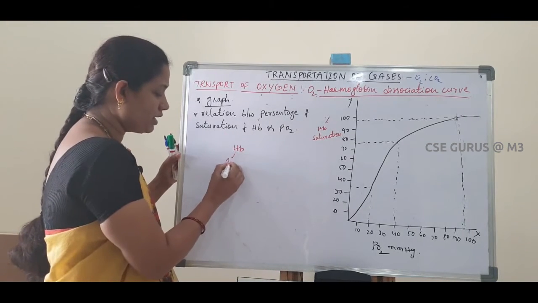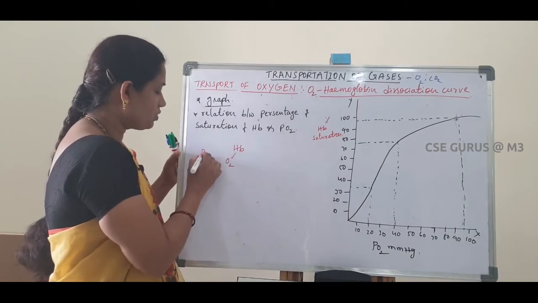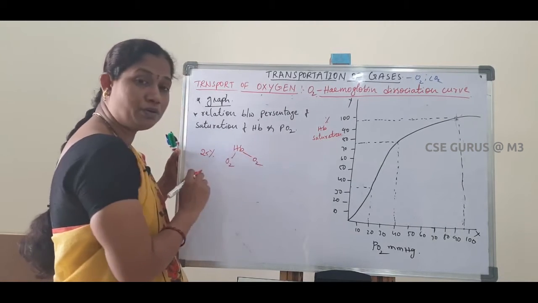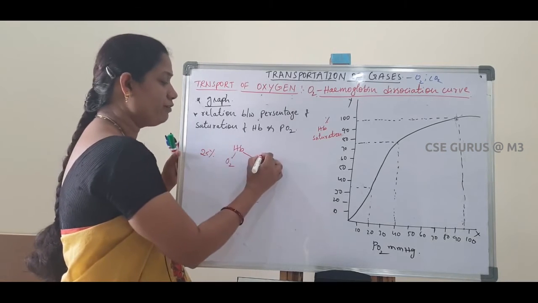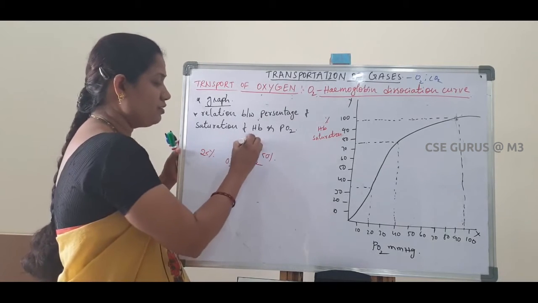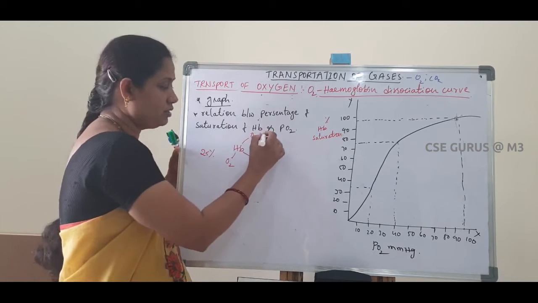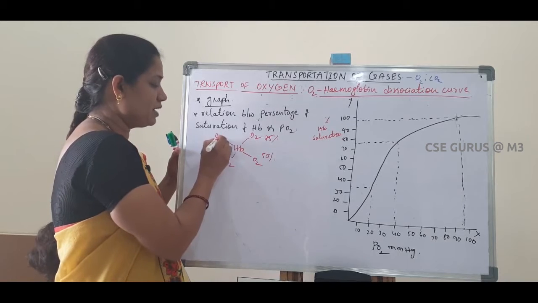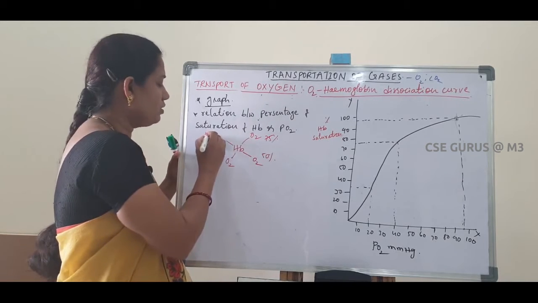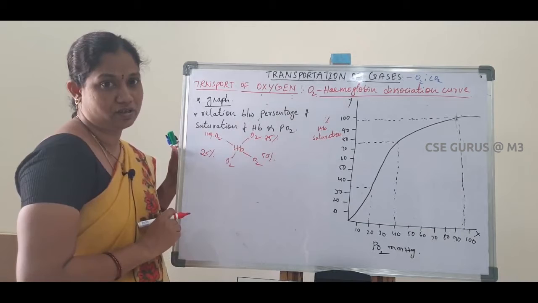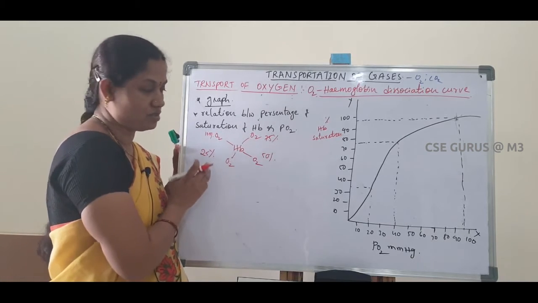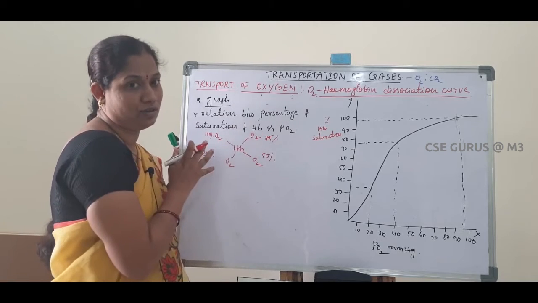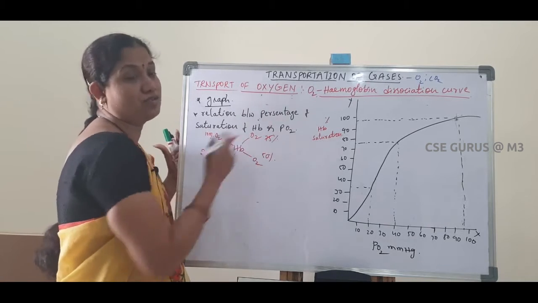But if it binds with only 1 oxygen, that is called 25% saturation. If it binds with 2 oxygen molecules, that is called 50% saturation. If it binds with 3 oxygen molecules, that is called 75% saturation. If it binds with 4 oxygen molecules, that is called 100% saturation. So this is the meaning of saturation: how many oxygen molecules the hemoglobin binds.